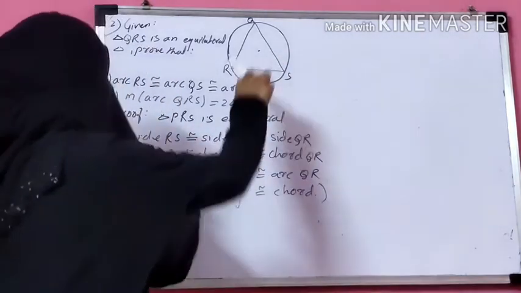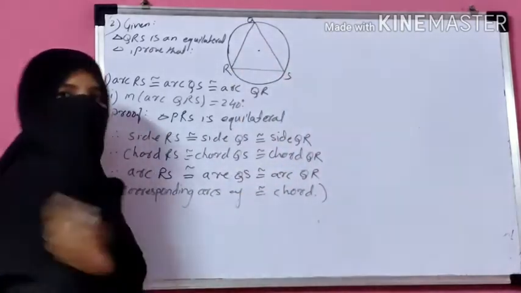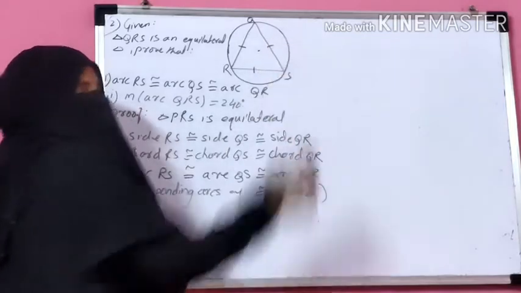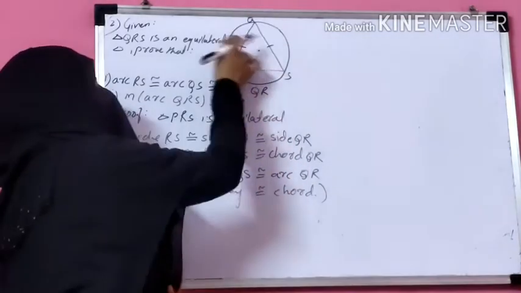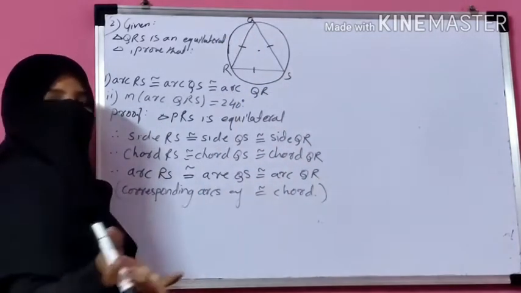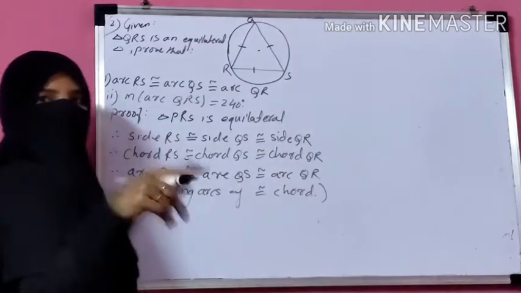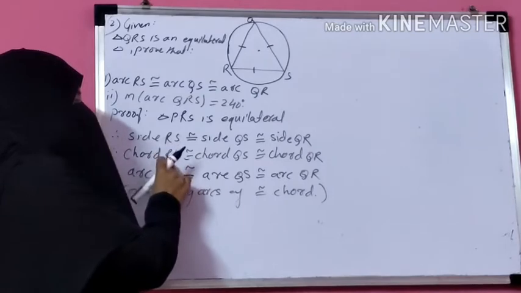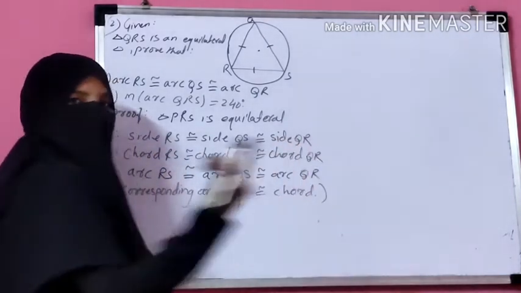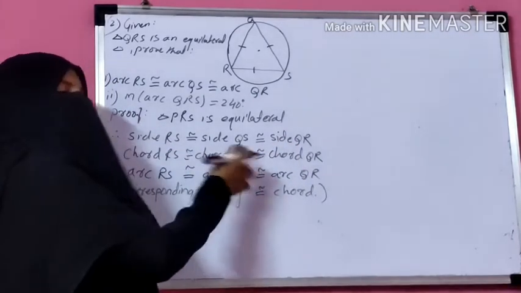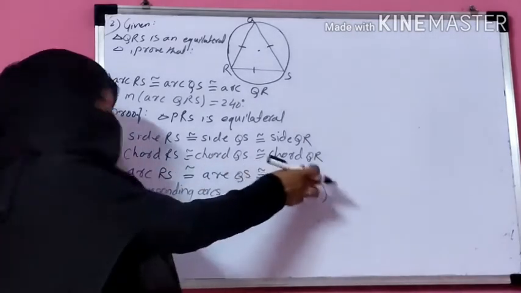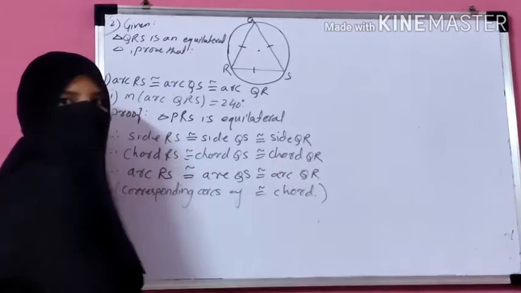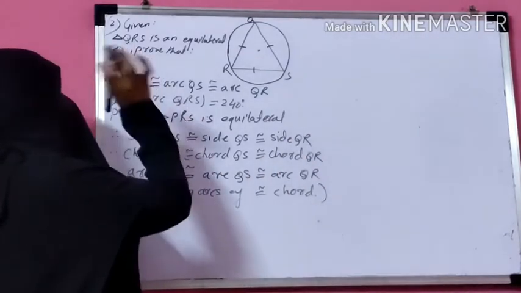Once again, see here. This triangle is an equilateral triangle. If it is an equilateral triangle, then all three sides are equal. QR, RS and QS are the sides of the triangle, but they are the chords of the circle. So chord RS, chord QS, chord QR are also congruent. If the chords are congruent, then the corresponding arcs are also congruent. So arc RS is congruent to arc QS congruent to arc QR. Here we prove the first one.